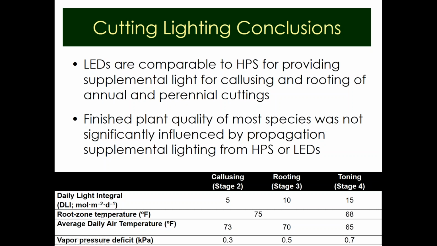So this is basically our general recommendation that during callus, or stage 2, you try to target a daily light integral of at least 5 moles of light, having a root zone temperature of around 75, an average daily temperature of 73, and a vapor pressure deficit of 0.3. And again, we move on to stage 3, we double our daily light integral, we reduce our air temperature, as well as increase our vapor pressure deficit. And again, during stage 4, we increase again our daily light integral, reduce our root zone temperature as well as our air temperature, and increase our vapor pressure deficit. And this is really going to help us produce a nice healthy root quickly.